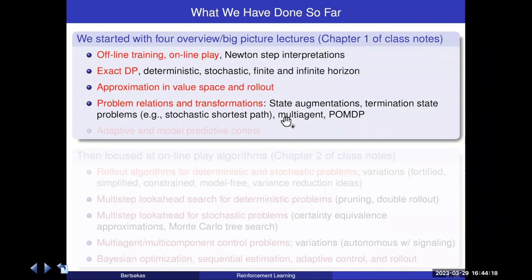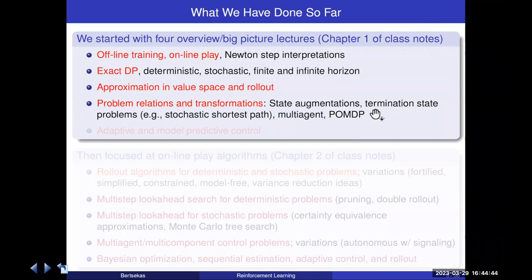And they involve multi-component controls, and these cause computational difficulties. We coordinate the problem so that this difficulty does not arise to nearly as great an extent. We discussed the transformation of partial state information problems to perfect state information problems by using the idea of a belief state, a sufficient statistic.